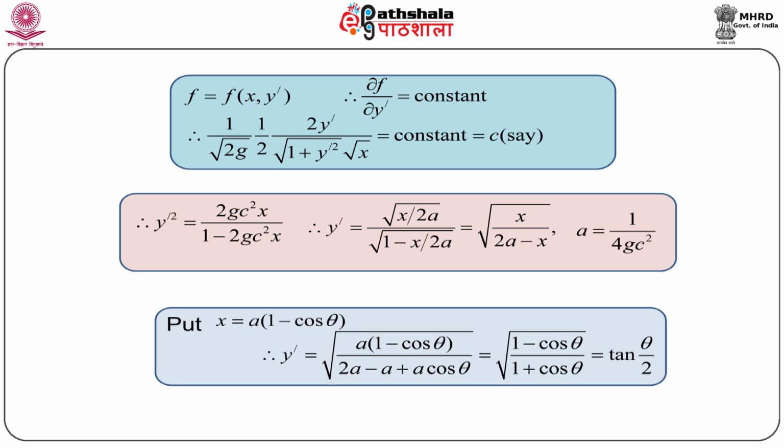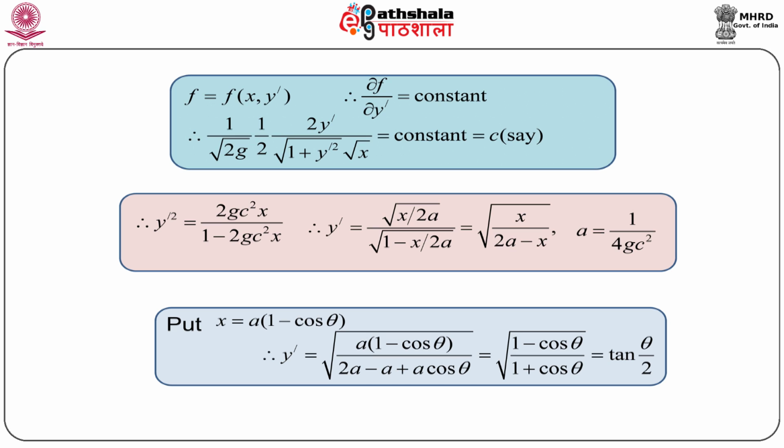Next, we substitute x equal to a into 1 minus cos theta, a is a constant, in the above expression. Then we get y dash equal to this one, divided by this one. On simplification, this becomes this. Using the formulae for this and this, on simplification this becomes tan of theta by 2.